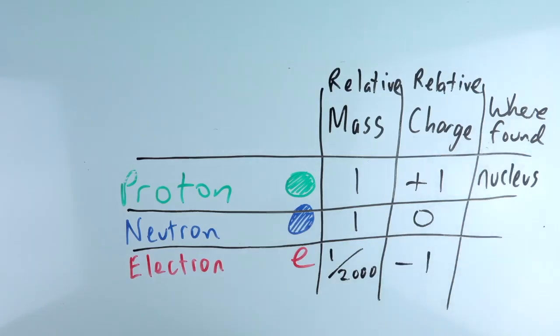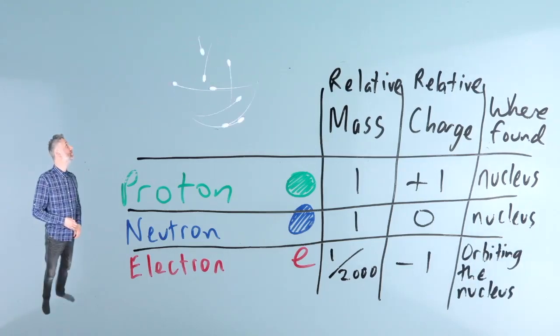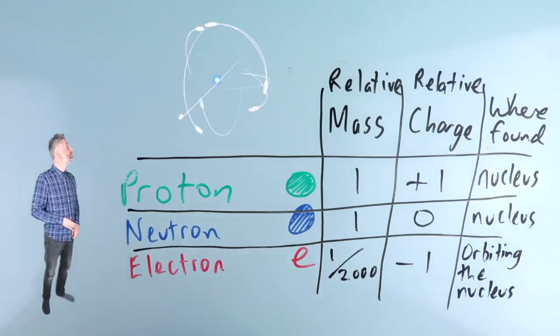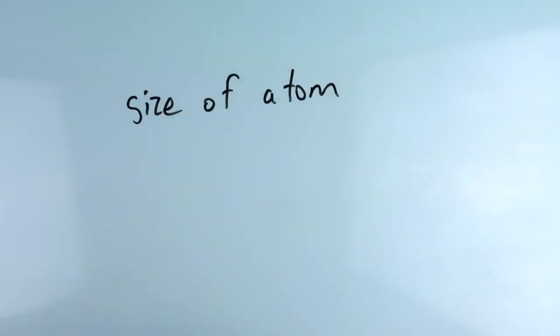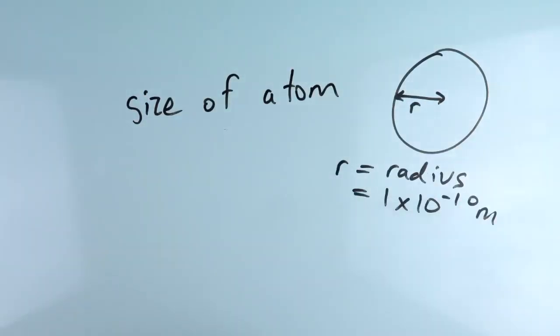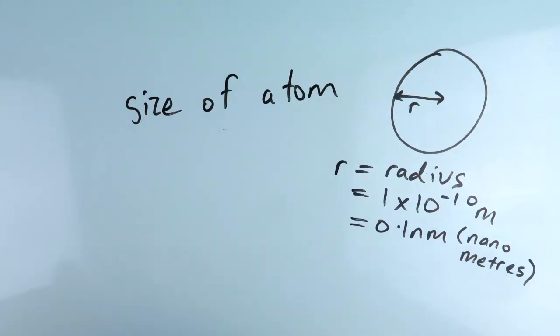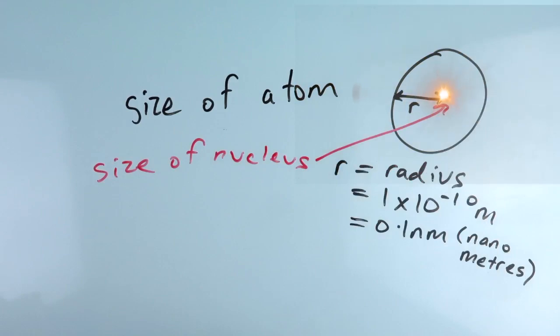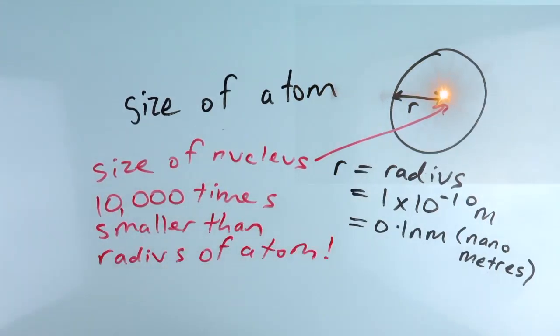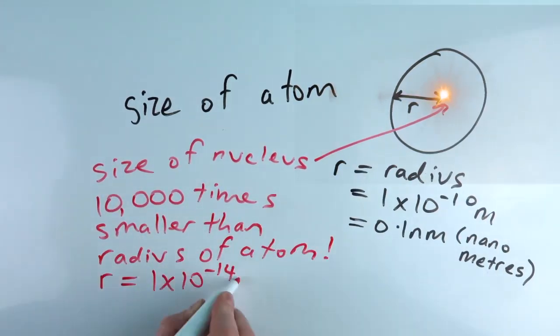Inside the nucleus is where the protons and neutrons are found. Wow, look at those electrons orbiting that nucleus. An atom is approximately 1 × 10⁻¹⁰ meters in radius. That is 0.1 nanometers. A nanometer is a millionth of a millimeter, but you can get different size atoms. In the middle of an atom is the nucleus. The radius of the nucleus is about 10,000 times smaller than the radius of the atom.